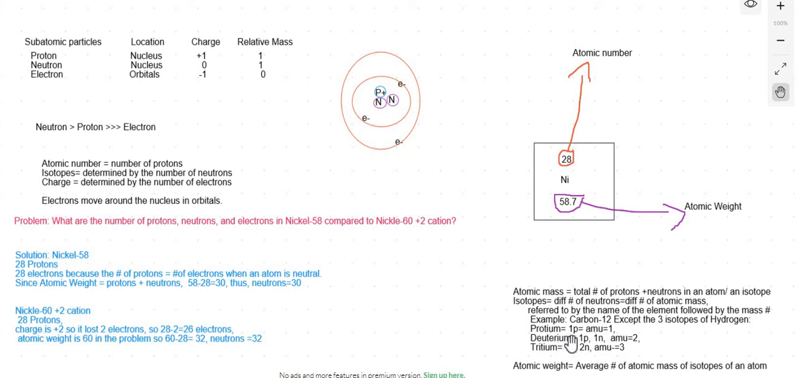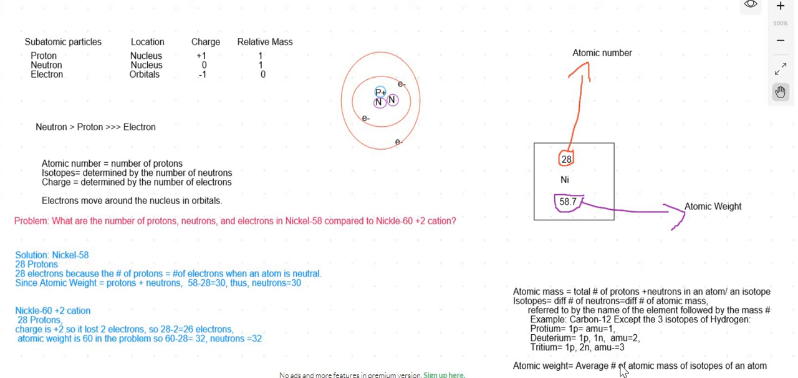Protium has 1 proton, and so the atomic mass unit, AMU, is 1. Deuterium has 1 proton, 1 neutron, and so the atomic mass unit is 2. Tritium has 1 proton and 2 neutrons, and so the atomic mass unit is 3.